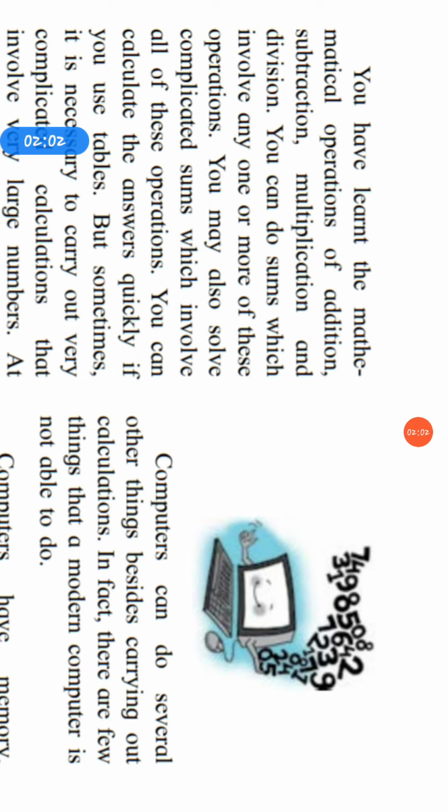Even you have done addition, subtraction, multiplication and division. I think you all have already done all these operations. You may also solve complicated sums which involve all of these operations. Maybe you have solved complicated, that means some difficult, questions which involve all of these basic operations of addition, subtraction, multiplication and division.